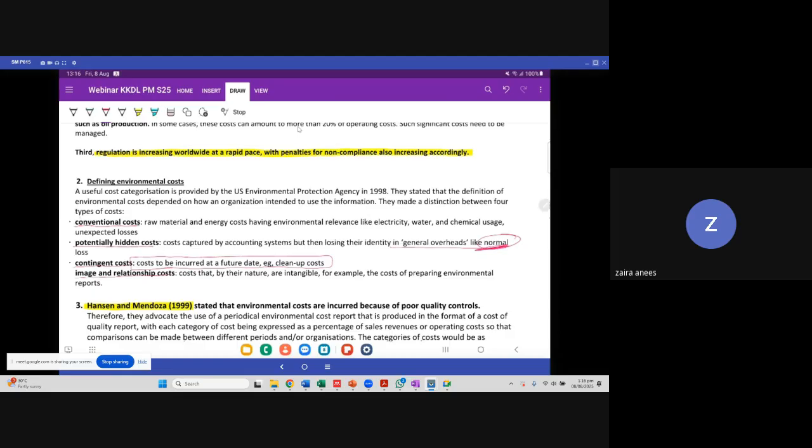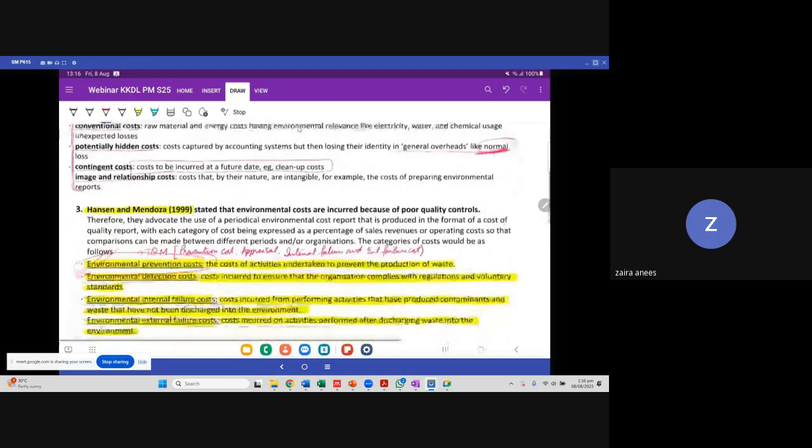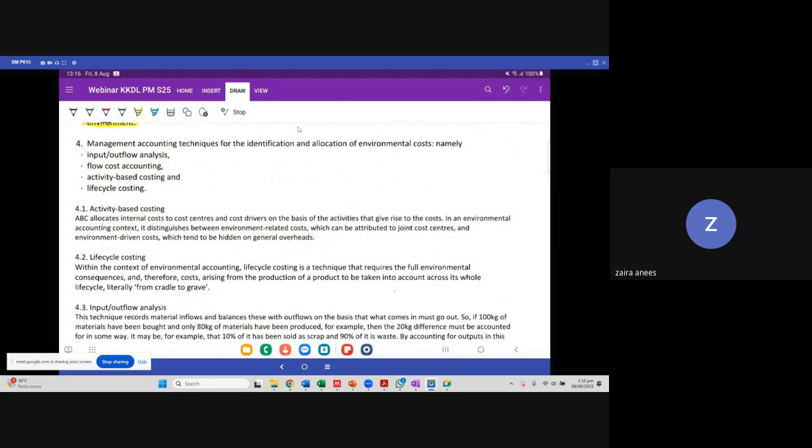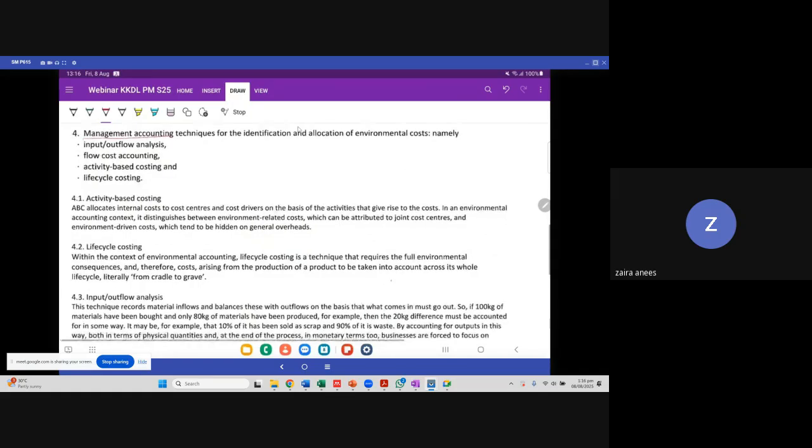So these are the four accounting costs, right? And then how you are going to improve the accounting, how you are going to manage the cost? There are four ways you can do this. The first one is activity-based costing. Keep one thing in your mind: activity-based costing is always done for overheads, right? Activity-based costing is always for the overhead.